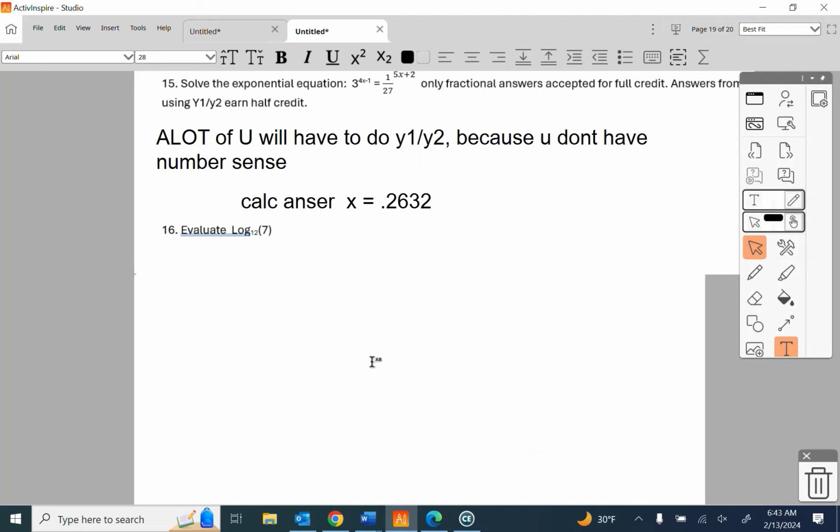All right, so let's do this by hand. So again, by hand is full credit. That's the actual ultimate goal of this class. The goal is not to be a button pusher.